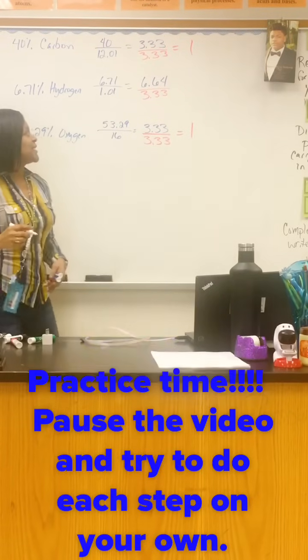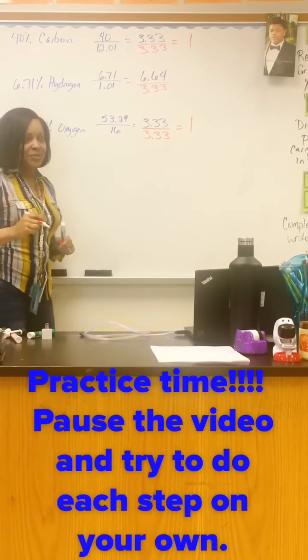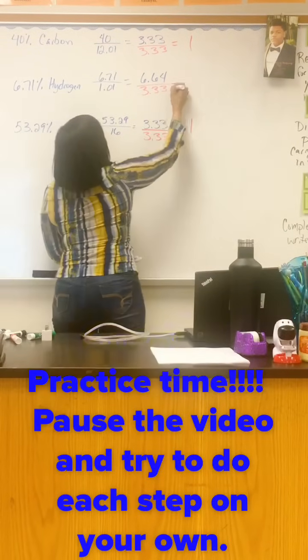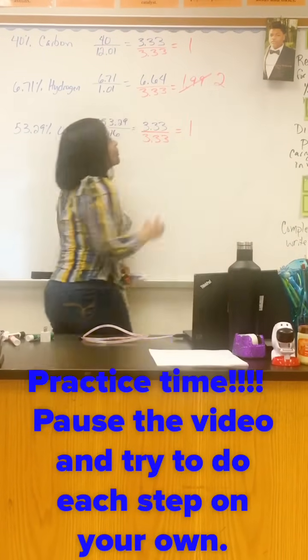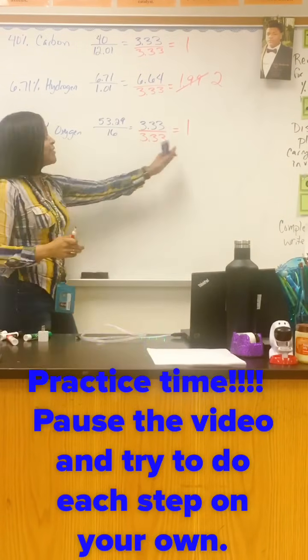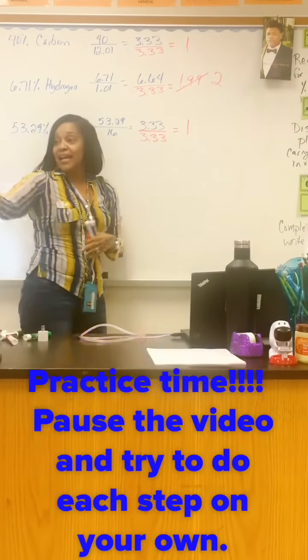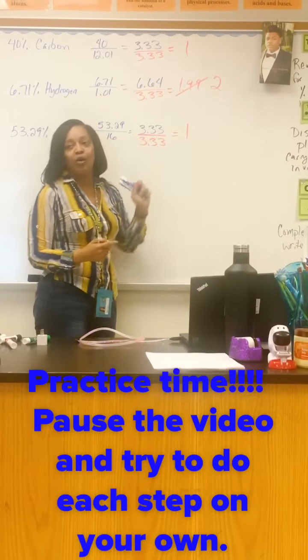And what is 6.64 divided by 3.33? I can already tell. That should be about what? 1.99. And we know that we can do what? Make this a 2. We have what we need for our formula. This time we don't have to multiply everything by another number, because everything kind of ended up being a whole number.